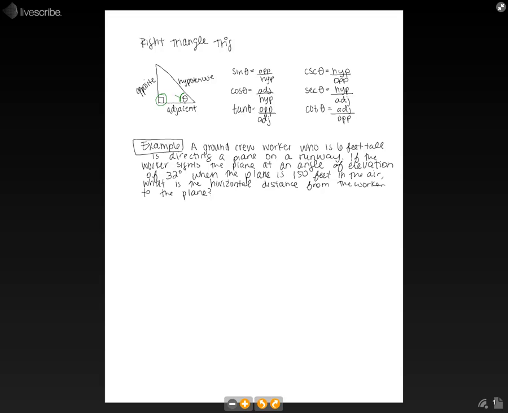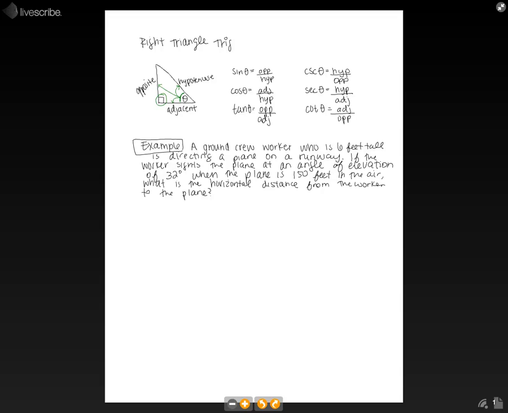So the side across from theta is the opposite side. The side right next to our theta, right here, is our adjacent side, and the side on the other side is the hypotenuse, and the hypotenuse is the side that is directly across from the right angle.